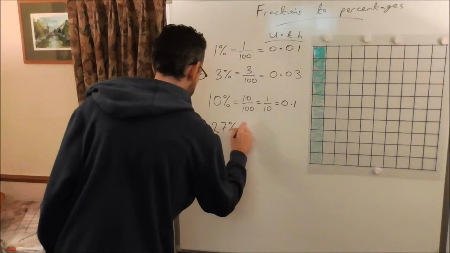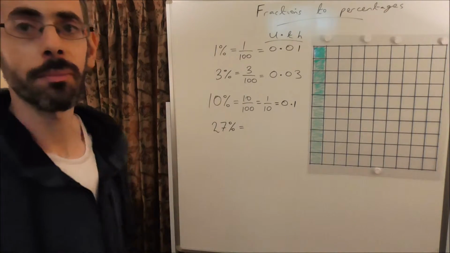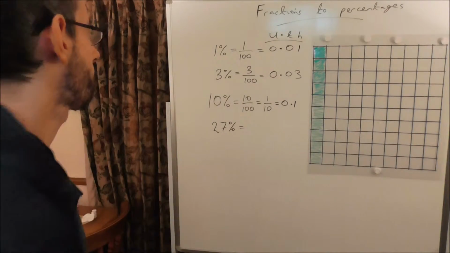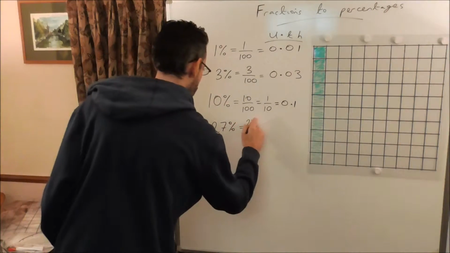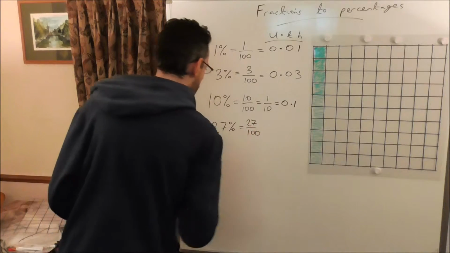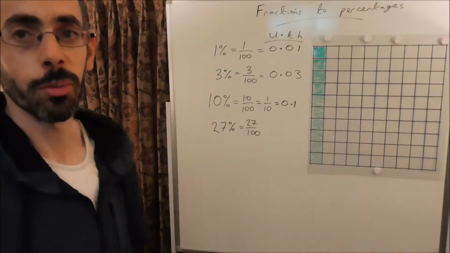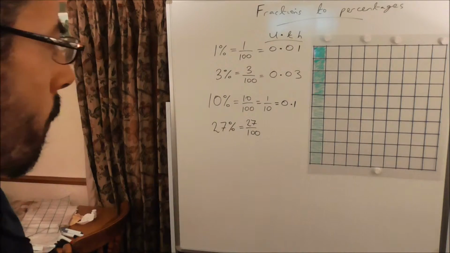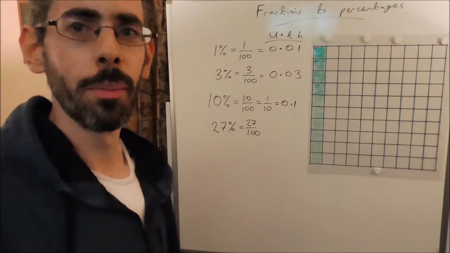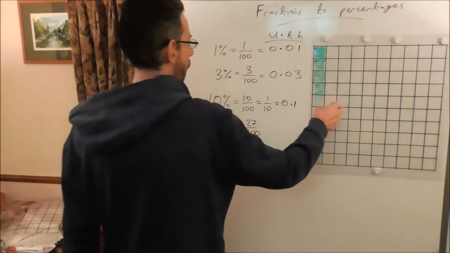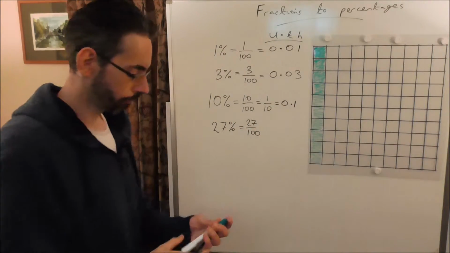So 27%. Well, as a fraction, it's 27 out of 100. That's what 27% means. 27/100ths. Some of you might know already what that is as a decimal. Some of you might be able to guess what that is as a decimal, probably. But what I'm going to do is the shading first, and that will help me explain what it is as a decimal.